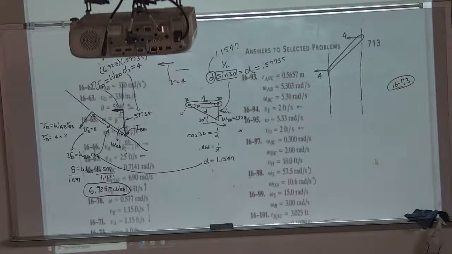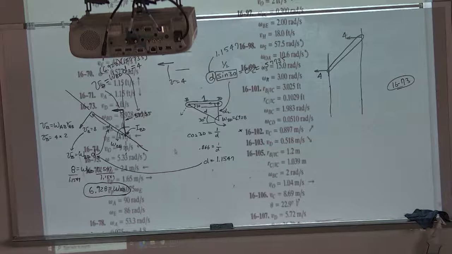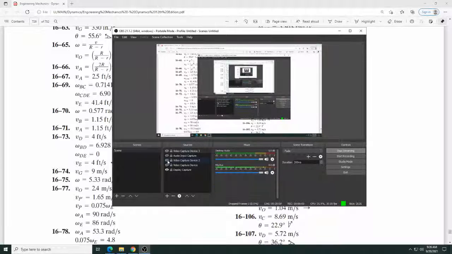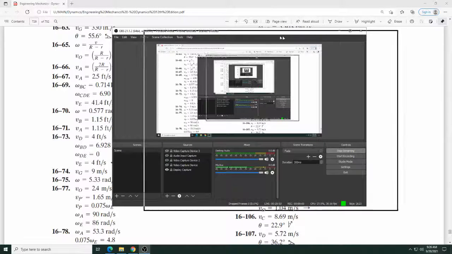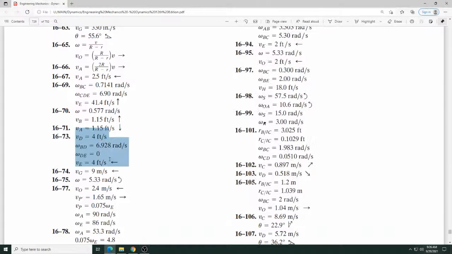I think it was just 1673. Okay, so here it's hard to see it unless I got the camera off. And then what you see, there is your answer here, and that's in fact what we ended up getting.